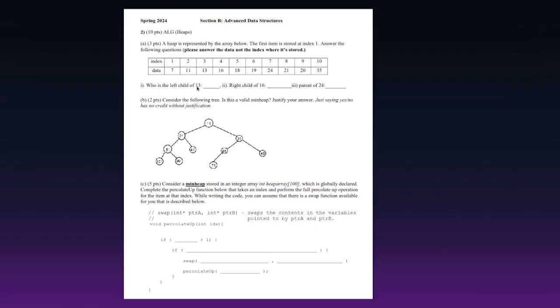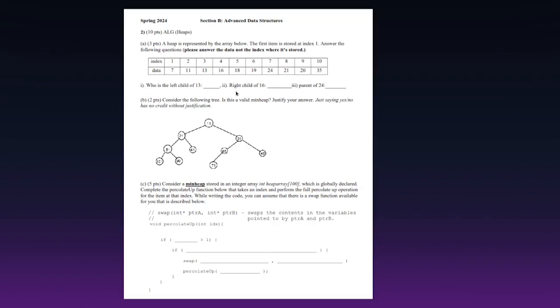So who is the left child of 13? If you remember the formulas for indexing of 1, we could just imagine this tree. Let's see where 13 is. 13 is at index 3. So the left child of 13 would be times 2. So times 2 would be 6. So the left child of 13 is 19.